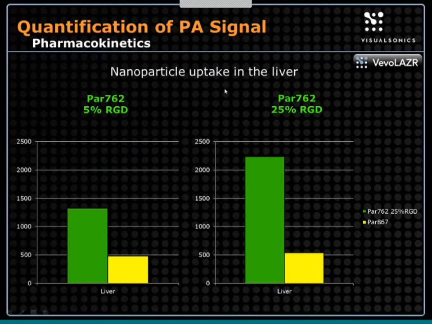This is nanoparticle uptake in the liver. So now we're seeing the green particle and the yellow particle. In the 5% group, there's far more of the green particle in the liver than there is the yellow particle. But for the 25% one, the ratio is way different. There's way, way, way more of the 25% RGD particles being soaked up by the liver than there are these yellow, the PAR 867 negative control particles.